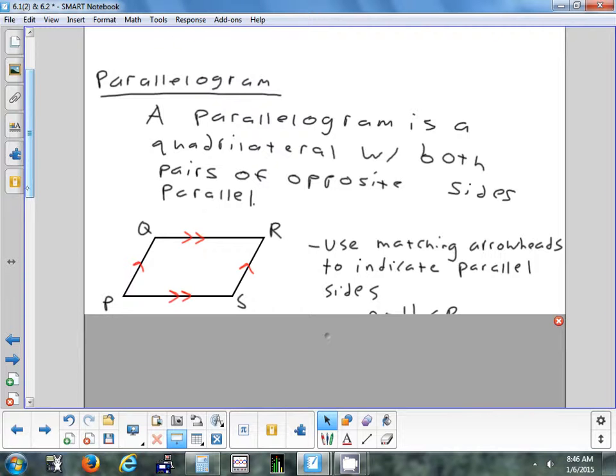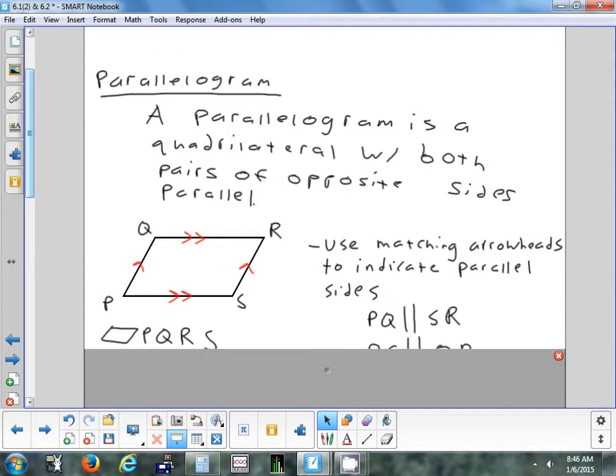Okay, so remember how we indicate that sides are parallel? We use those in your book. Sometimes they're colored red triangles, or they could just be those little arrows. So this indicates that side QR and PS are parallel. PQ and SR are also parallel.